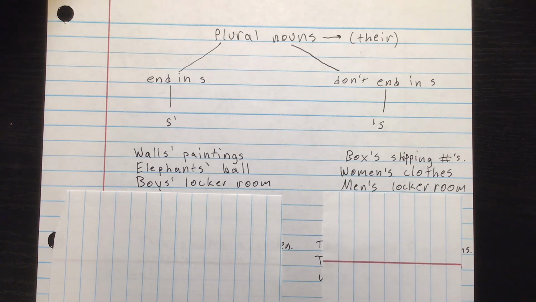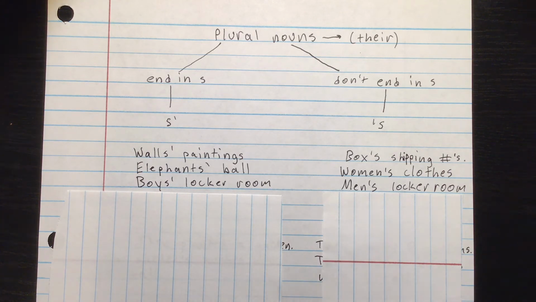And men's locker room. So we had boys, more than one boy owning a locker room. We had a boys' locker room, boys apostrophe. Men owning a locker room, it would be men apostrophe S locker room. Simply because the plural of boy is boys and the plural of man is men.